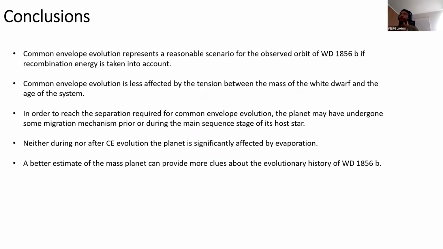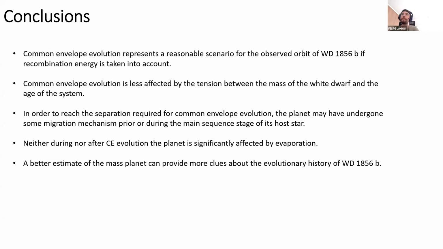Also, common envelope evolution is less affected by the tension between the mass of the white dwarf and the age of the system. And in order to reach the separation required for common envelope evolution, the planet may have undergone some kind of migration prior to or during the main sequence stage of the host star, the white dwarf progenitor. For example, this Kozai-Lidov oscillation, this Kozai mechanism. Also, neither during nor after the common envelope evolution is the planet significantly affected by evaporation. So the planet can survive all this common envelope phase.